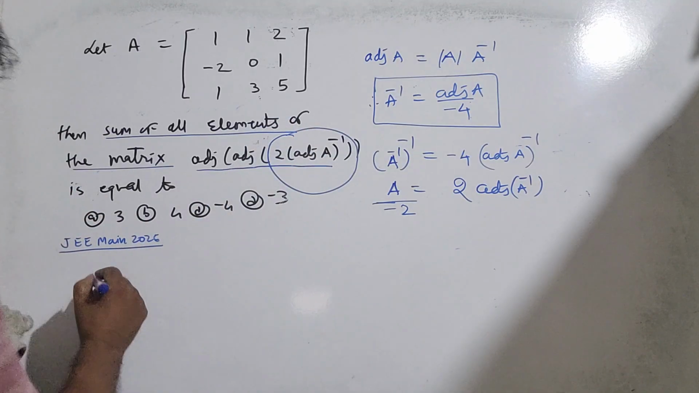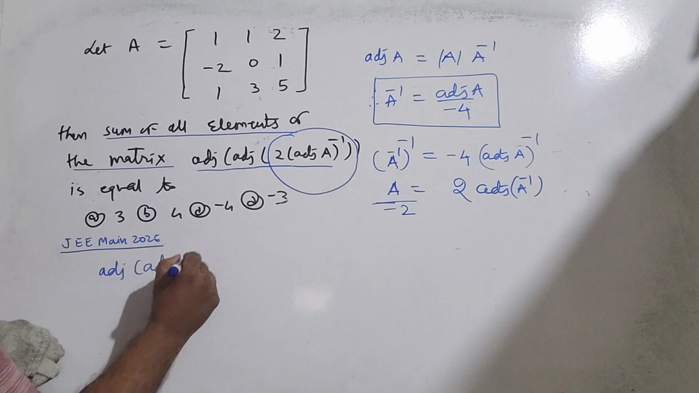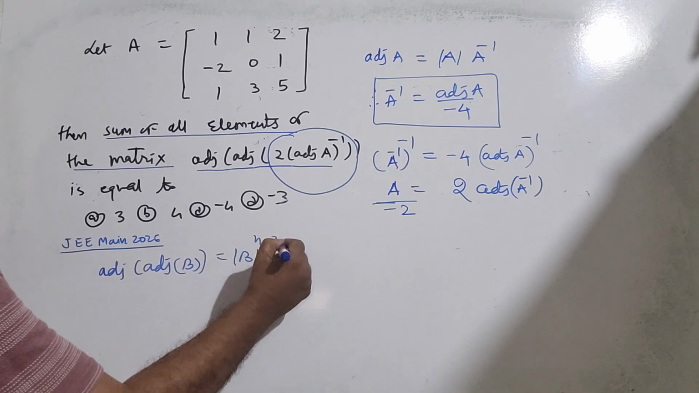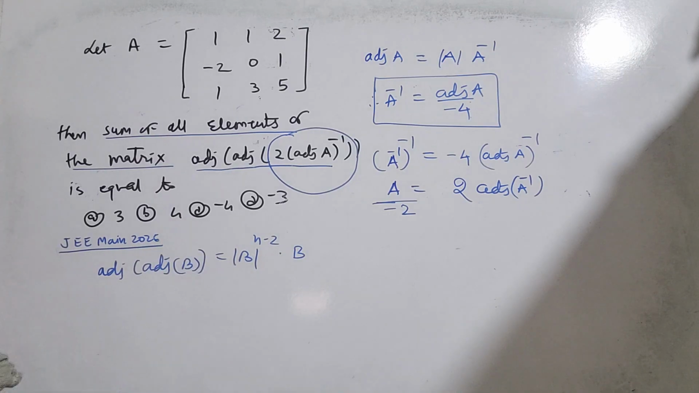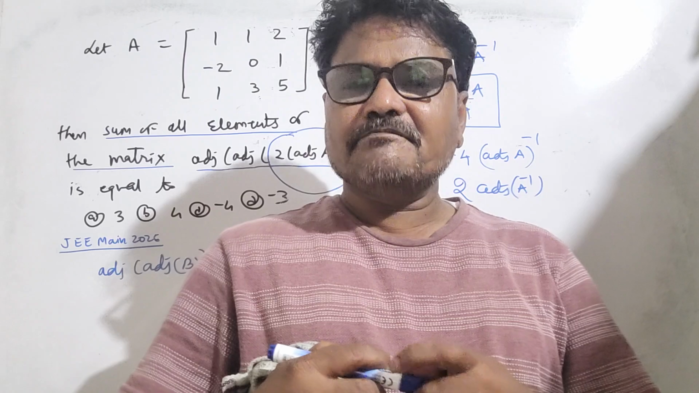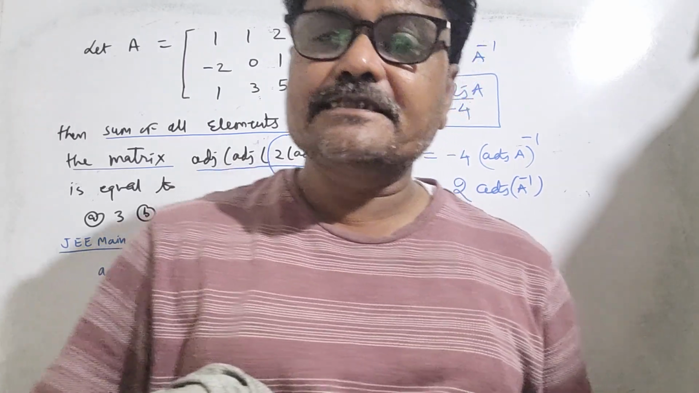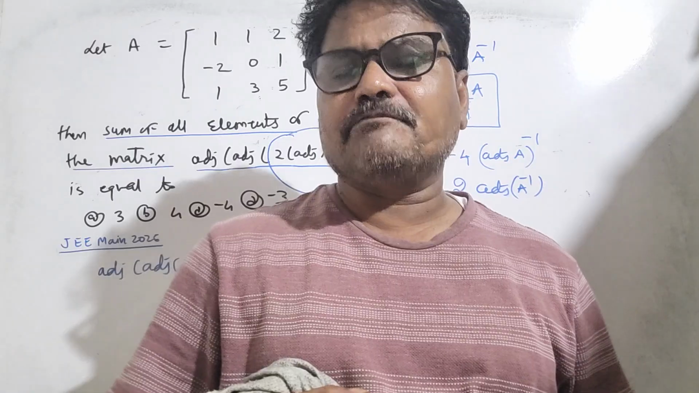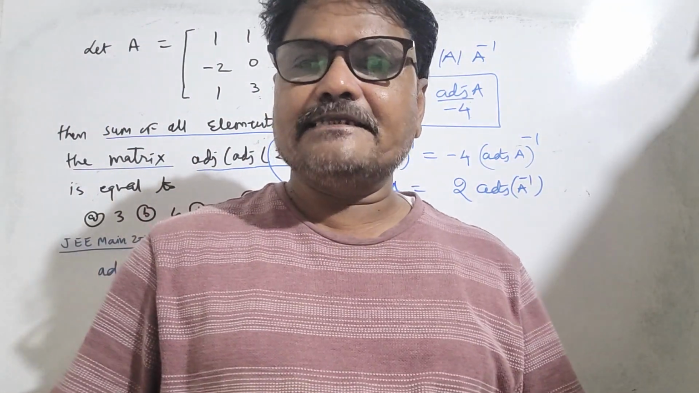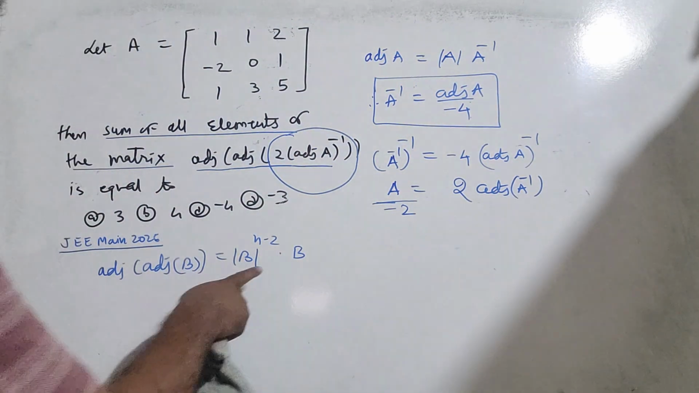Now we know that if we want to find the adjoint of matrix B, then this is equal to determinant of B to the power n minus 2 into B. This property also. So almost all the properties of the matrix they have asked over here. If you know all the properties, then you can solve, and definitely it's a time-taking problem. In the examination it is very difficult to solve a lengthy problem. If each problem is lengthy, then it is very difficult. So this property we can use.